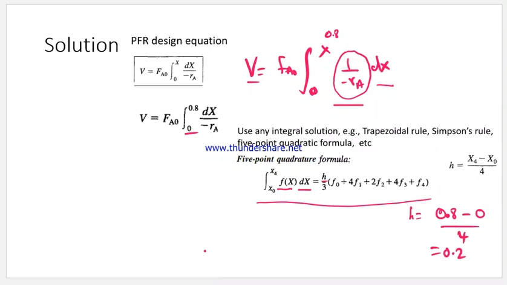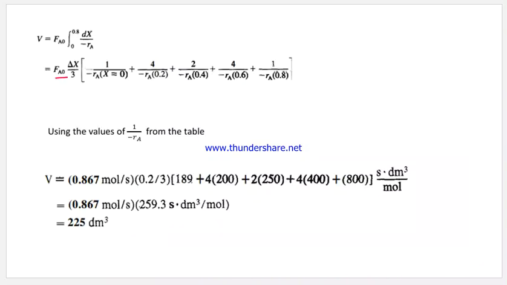That means to have the 5 points, we need 0, 0.2, 0.4, 0.6, as well as 0.8. So that is the 5-point quadrature that we are asked to determine. We need to determine the function at those points in the x direction.